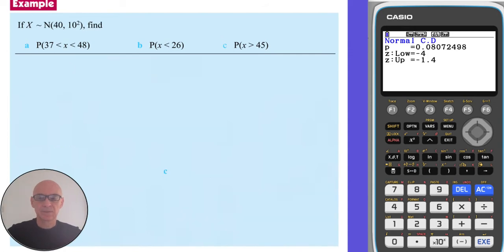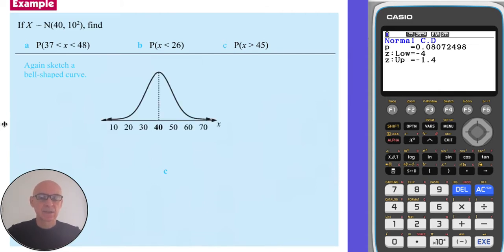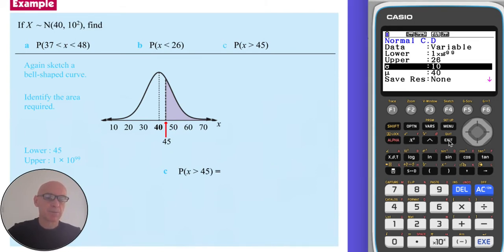For part C, again start by sketching a bell-shaped curve and labeling the axes as before. To identify the area this time, draw a line at x equals 45 and shade the area to the right. To find the required probability, set the lower limit to 45 and the upper to a large number. So press exit, scroll back to lower limit, enter 45, and for the upper, I'll enter 1 times 10 to the power of 99.